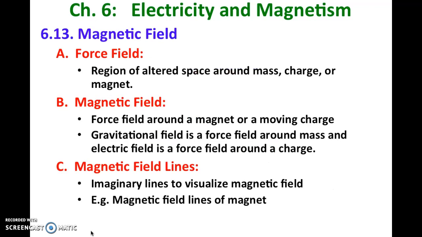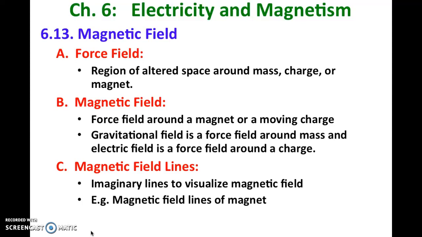A force field is a region of altered space around a source. A force field around a mass is called a gravitational field. A force field around a charge is called an electric field, and a force field around a magnet, a current, or a moving charge is called a magnetic field.